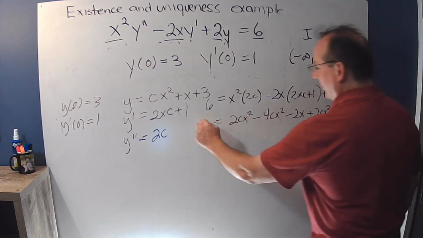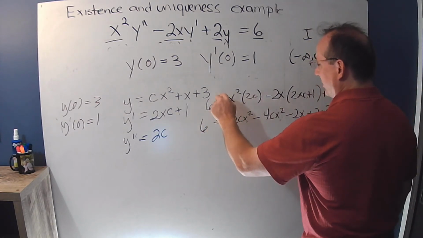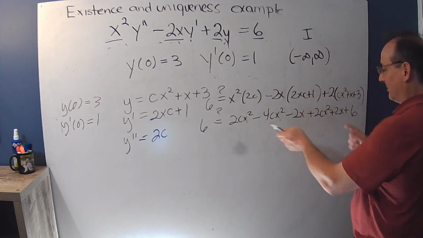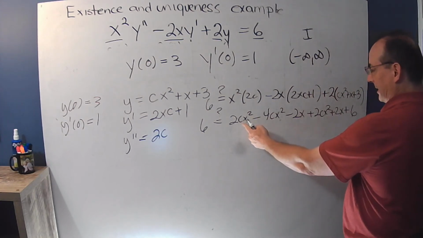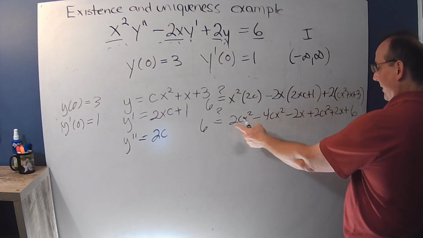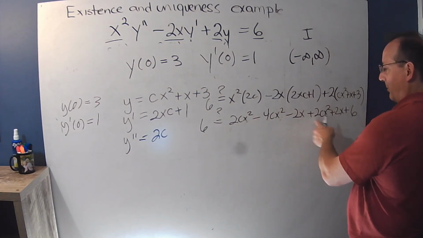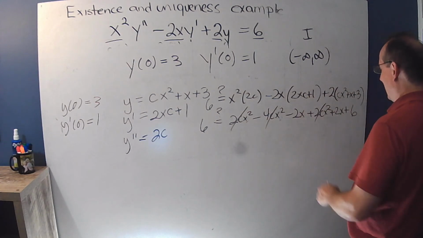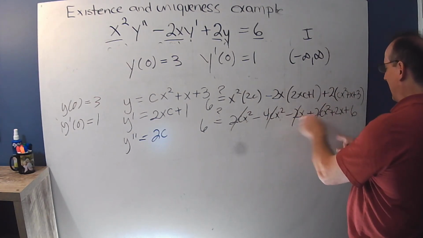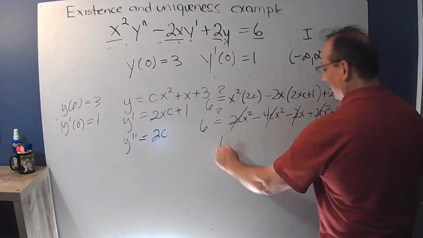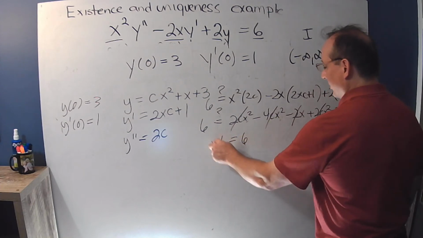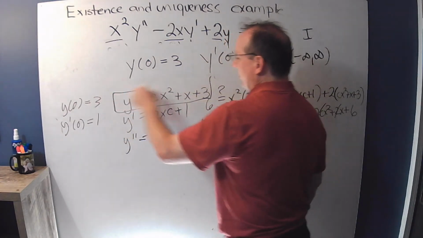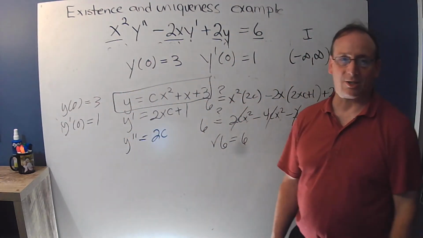And again, I'm wondering, is this 6? So I'll put question marks here because I don't know until I simplify this. Well, let's look at the x squareds. So I have 2 plus 2 is 4, 4 minus 4. These all cancel out. Negative 2x and 2x cancel out. Lo and behold, I get 6 equals 6. So my point being is that my proposed solution is a valid solution.